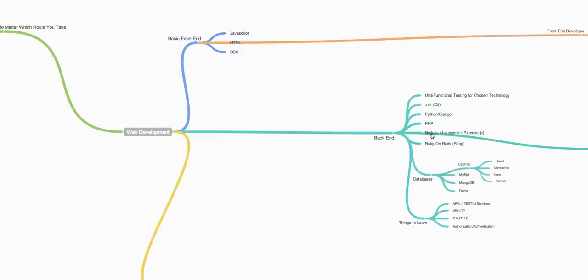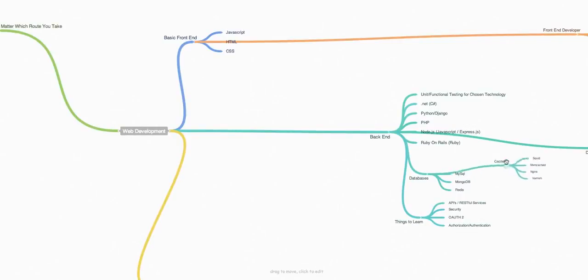Once you pick your backend technology, you're going to want to learn how to wire that up into different databases. So say you picked Ruby on Rails. Yippee, I want to be a Ruby on Rails developer.